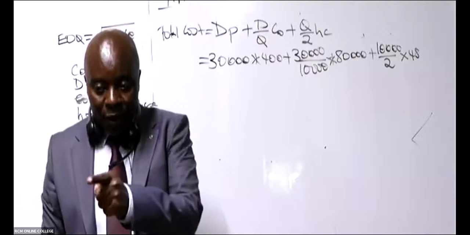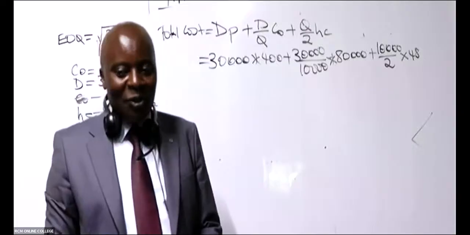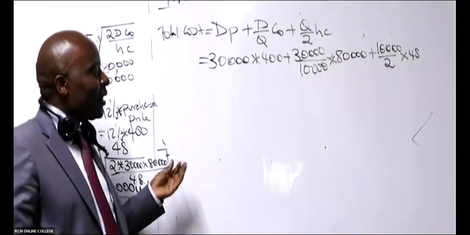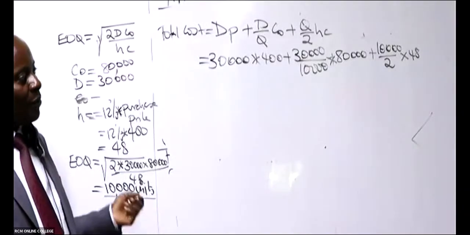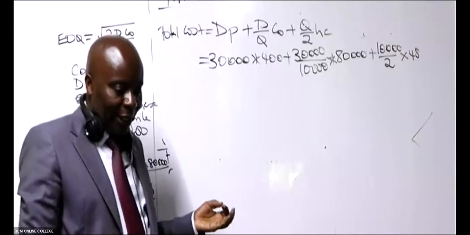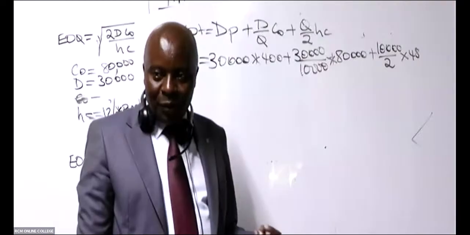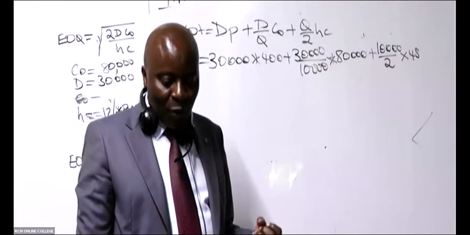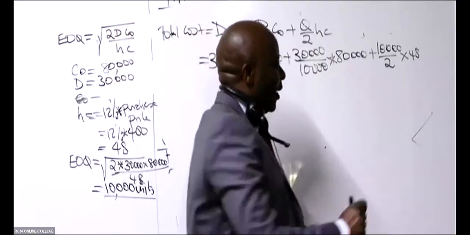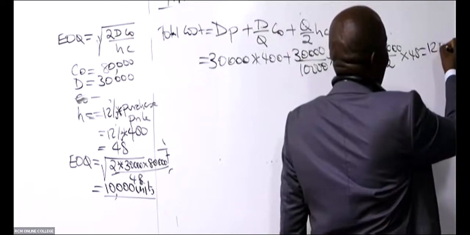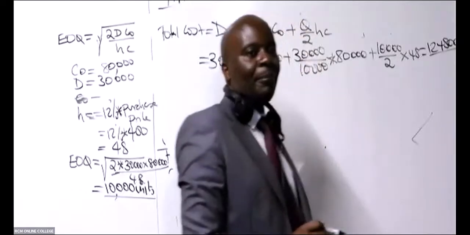So now you're using your calculator, not your phone. I believe you guys have calculators, right? So you say 30,000 times 400 plus 30,000 divided by 10,000 times 80,000 plus 10,000 divided by 2 times 48. Who will be the very first person to give me the answer here? According to Irene Onyango, she's getting 12 for 80,000. So the physical students, are you able to get the same?